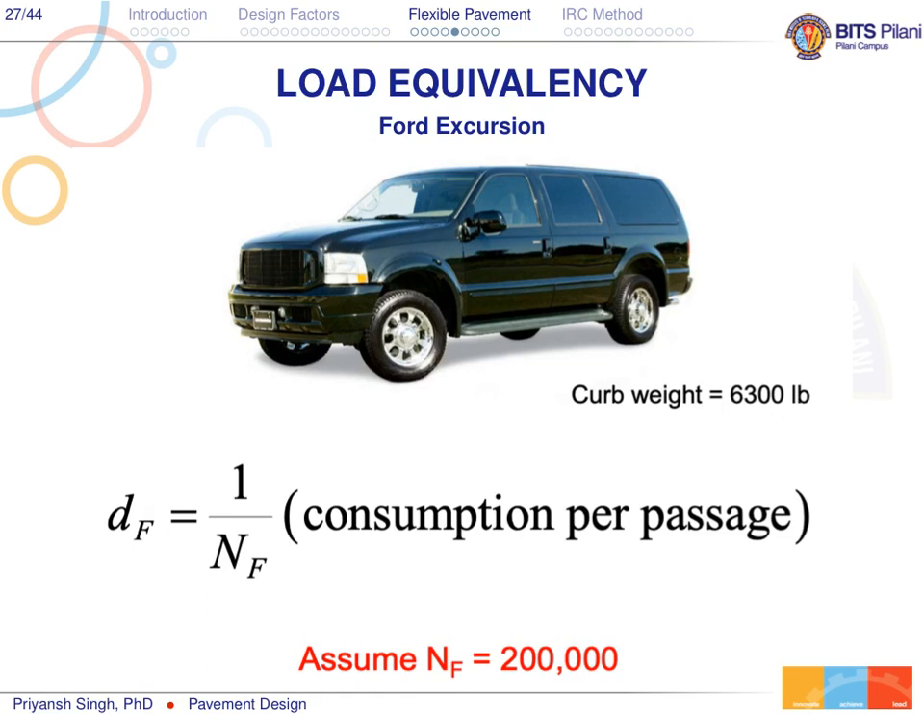Similarly, I have one more class of vehicle, the Ford Excursion, whose curb weight is higher than your Mazda, and it is 6,300 pounds. So its weight is high, that means the pavement is going to support fewer passes. 0.2 million passes can be safely supported by the pavement before its failure. So the damage caused by this Ford can be estimated by 1 upon the number of allowable passes, which is 0.2 million.